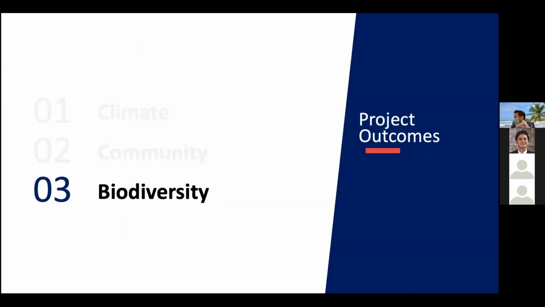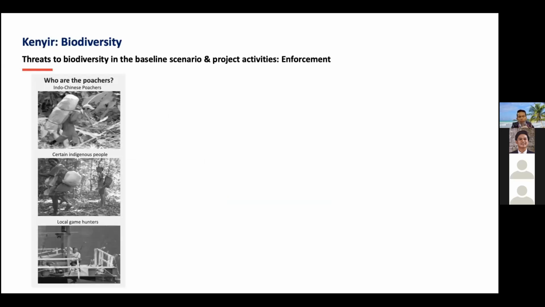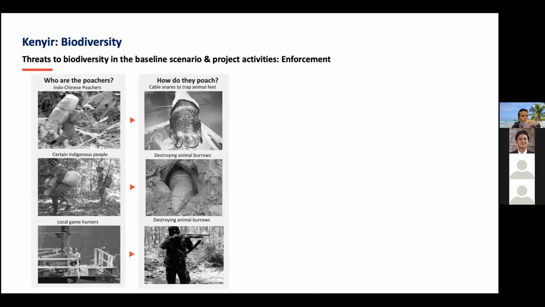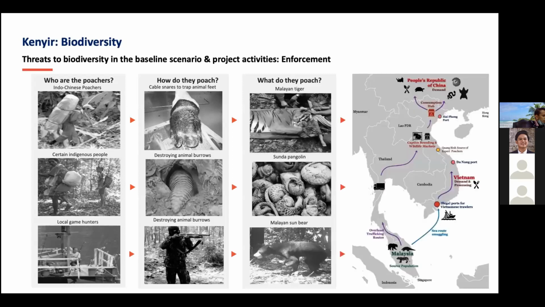And the last outcome, benefit, is biodiversity. This one is very short because Prof. Ruben already gave a very good presentation 2 weeks ago about some of the baseline condition of biodiversity. All right, so there's a lot of biodiversity in Kenyir, but there's also a lot of threat from poaching. How do they poach? Snares, destroying burrows, guns sometimes. What do they poach? The Malayan tiger, the pangolin, sun bear, and really it's part of the illegal trade of wildlife parts supply chain. So our wildlife in Kenyir is under threat from external poaching. So in the project scenario, it's very obvious we will make more resources available for more enforcement and patrol work to protect the biodiversity in Kenyir.